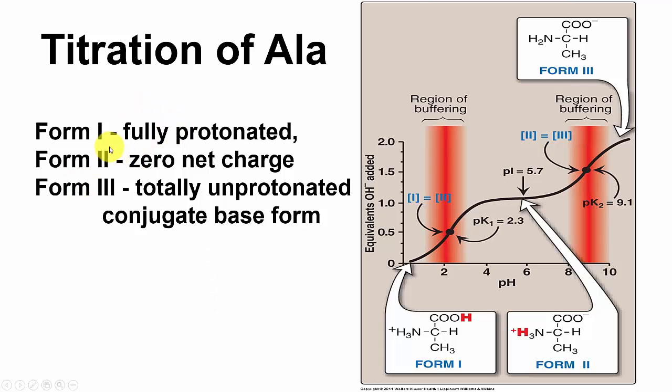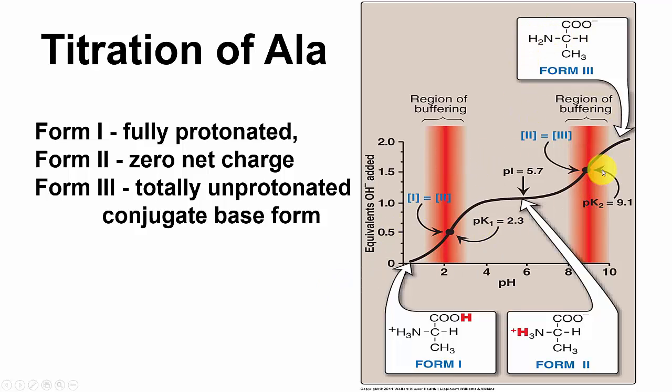Titration of an amino acid. Form 1 is fully protonated. Form 2 is the net zero charge form. Here we've got a negative charge and a positive charge. This is the fully protonated form with a positive charge on it. And then form 3 is the totally unprotonated conjugate base form. So here is the base form, but it's ready to accept protons. It'll accept a proton here and a proton here, coming back in this direction.